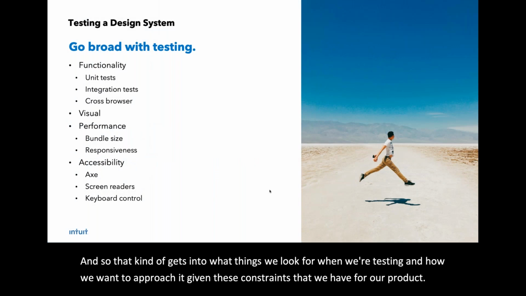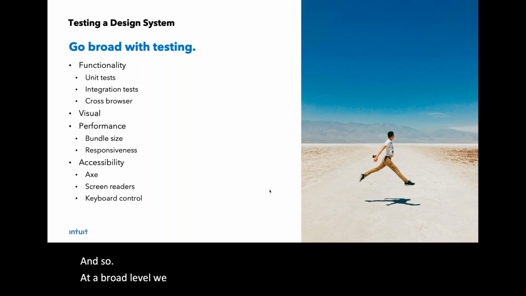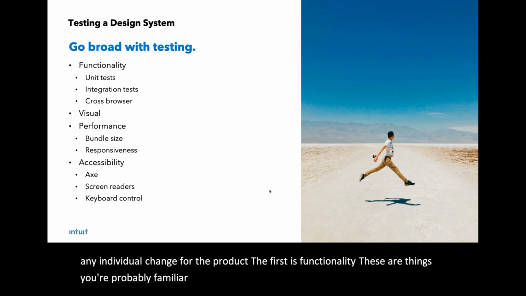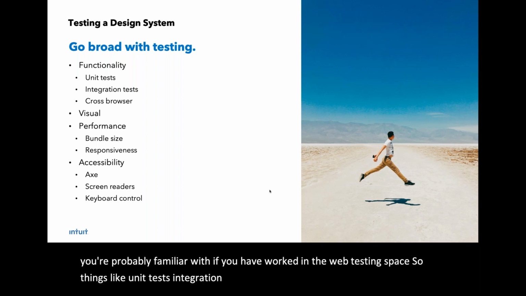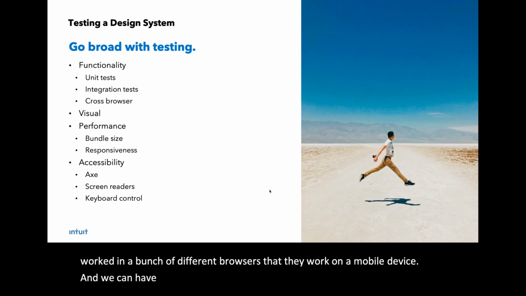At a broad level, we have 4 main categories of things that we're testing for with any individual change for the product. The first is functionality. These are things you're probably familiar with if you have worked in the web testing space: unit tests, integration tests, making sure that the components you have work in a bunch of different browsers, that they work on a mobile device, and we can have some automation to help with that.